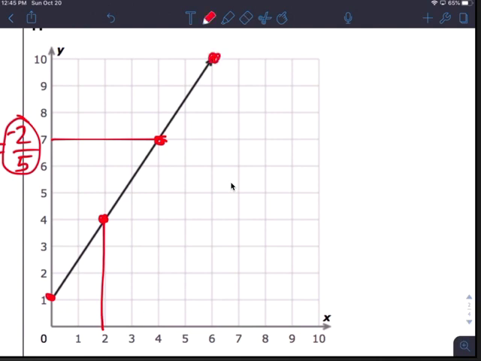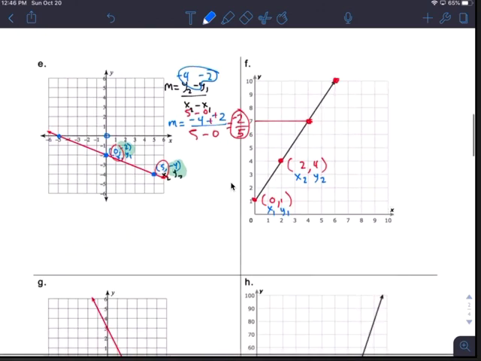Choose two close ones, whichever one. You can choose 0, 1, and 2, 4. X sub 1, y sub 1, x sub 2, y sub 2. Okay, you get that.